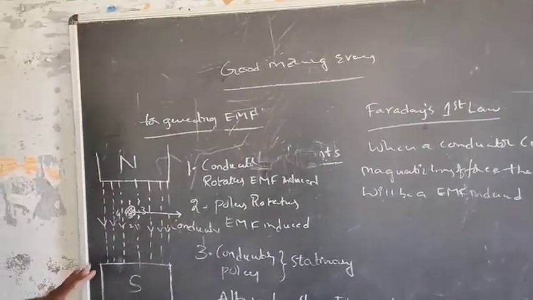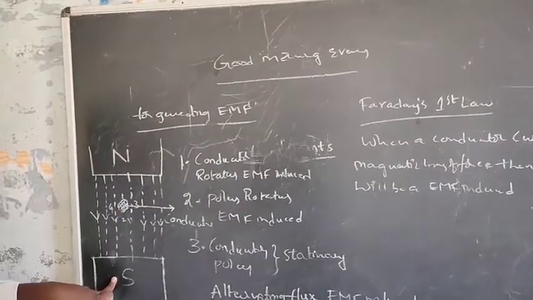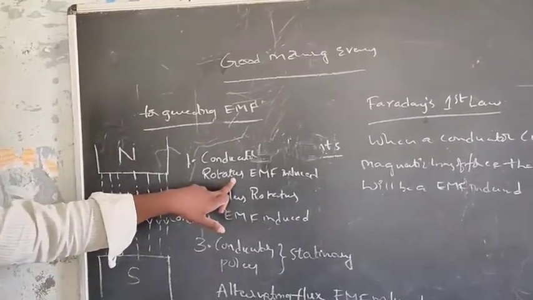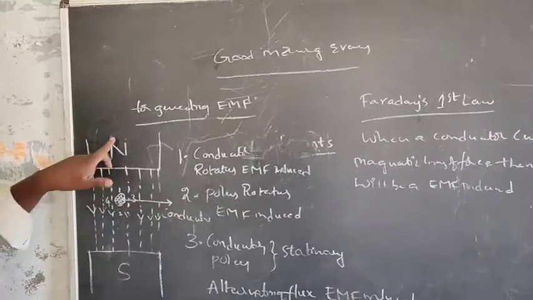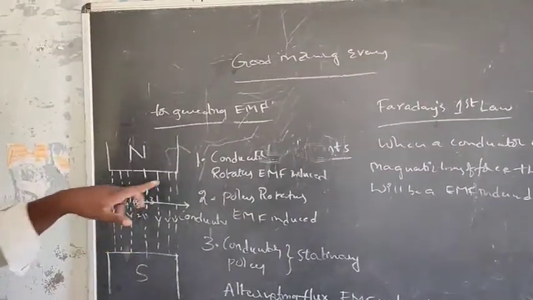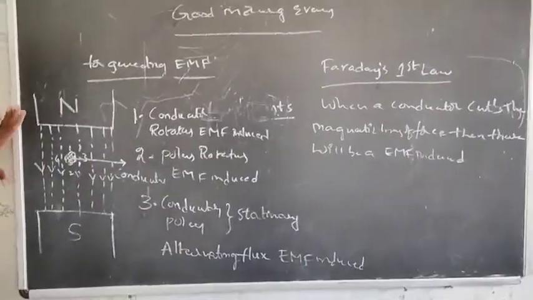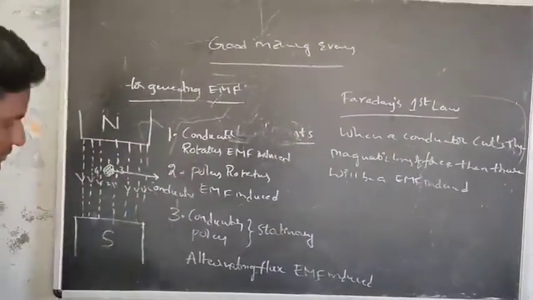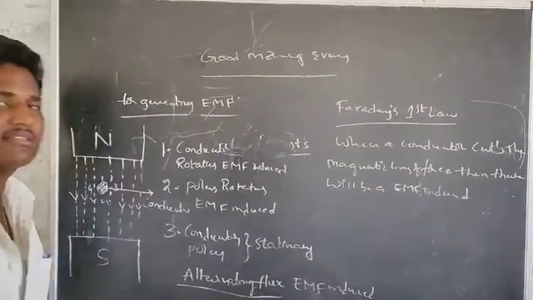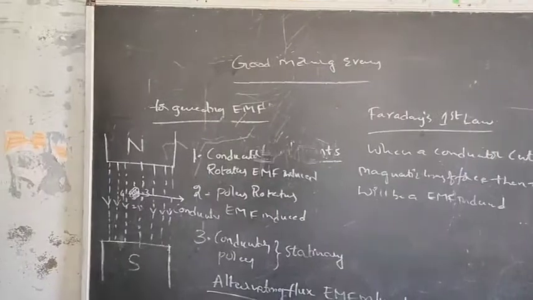So what am I saying? The first case is conductor rotates, poles stationary; EMF is induced. Second case, poles rotating, conductor stationary; EMF is also induced. Third case, conductor stationary, poles stationary, but we apply alternating flux; EMF is also induced.